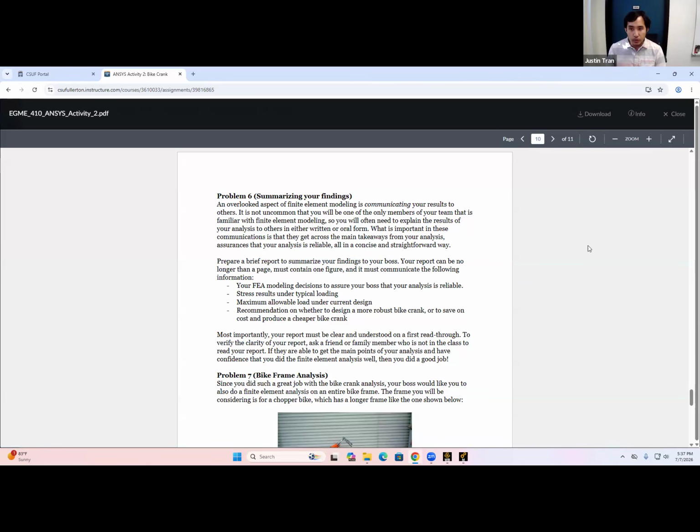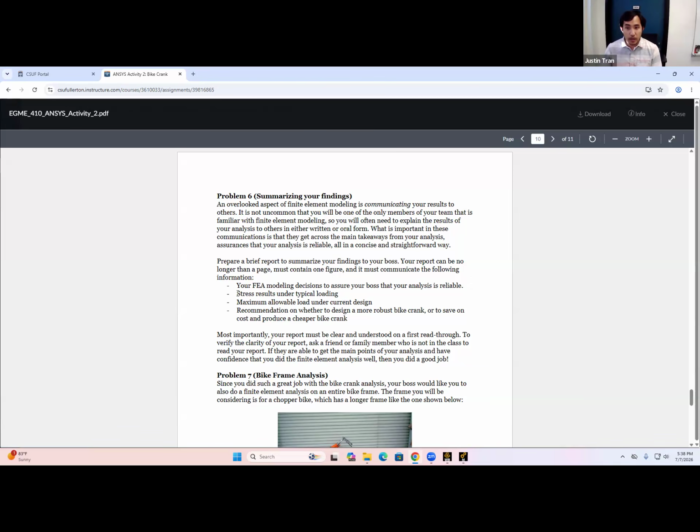The report should be no longer than a page, so don't try to make it too long. You should try to hit all of this information here. You should summarize a little bit about your FEA modeling decisions. That includes your choice of material, your choice of meshing settings, the sizing, the order and the shape, and your choice of boundary conditions. You should communicate to your boss that you've thought about all these things, so your results are going to be reliable.